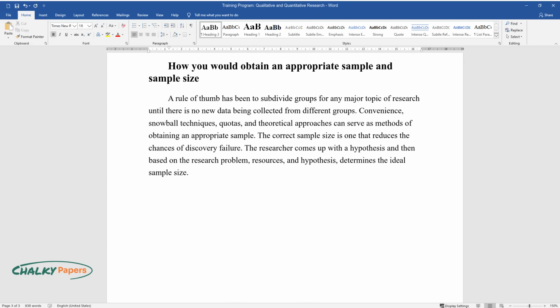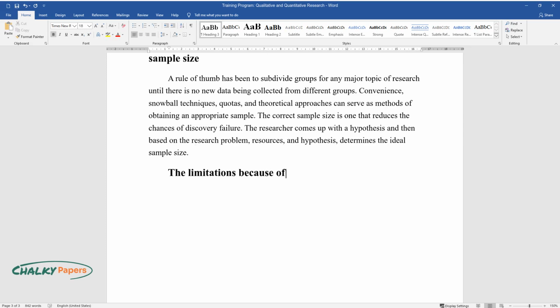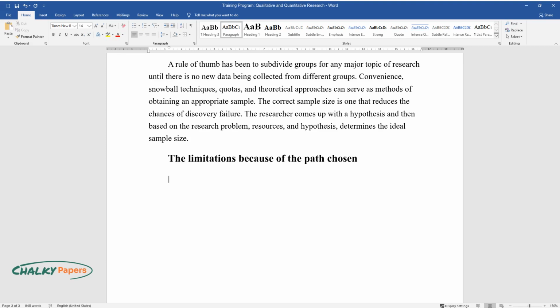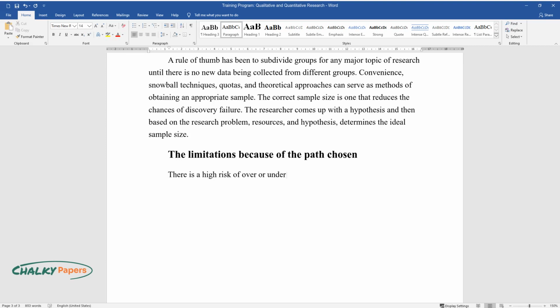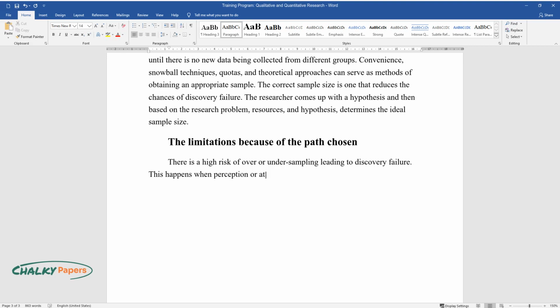The limitations because of the path chosen. There is a high risk of over or undersampling leading to discovery failure. This happens when perception or attribute, opinion, and need or experience are missed.